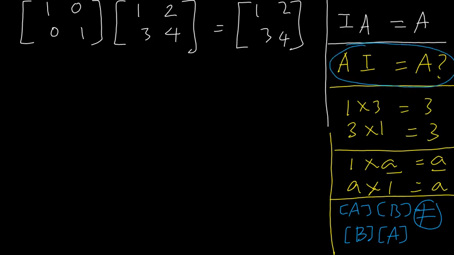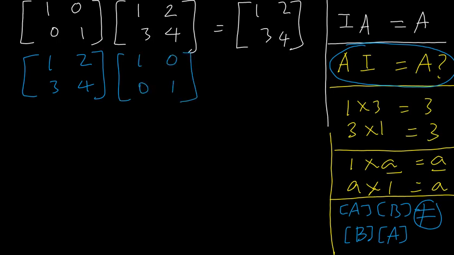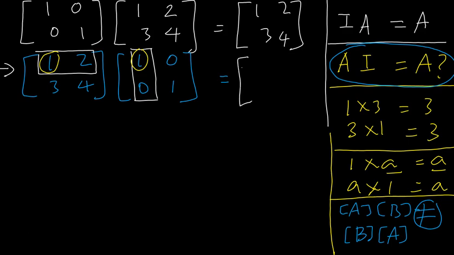We start with matrix A first, 1, 2, 3, 4. We multiply with the 1, 0, 0, 1, the matrix identity. So what do we get? So first thing is, you start with row. The first row you multiply with the first column. When you multiply that, what do you get is 1. 1 times 1 is 1 plus 2 times 0 is 0. So the answer is 1.